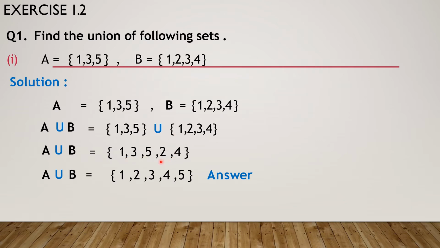2. Yes, we will write here 2 because 2 is not there in our set. Then 3. 3 is already there, so we will not write 3. 4. Yes, we will write 4. So A union B is 1, 3, 5, 2 and 4. Students, just arrange these numbers in ascending order. So what we get, 1, 2, 3, 4, 5. Simply arrange these numbers. This is our answer. A union B is 1, 2, 3, 4, 5. We have combined all the elements of both the sets without any repetition.